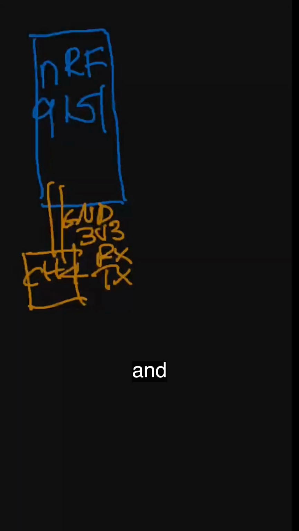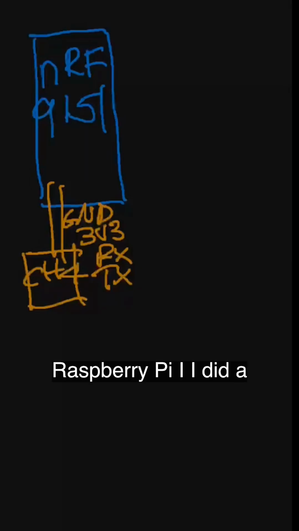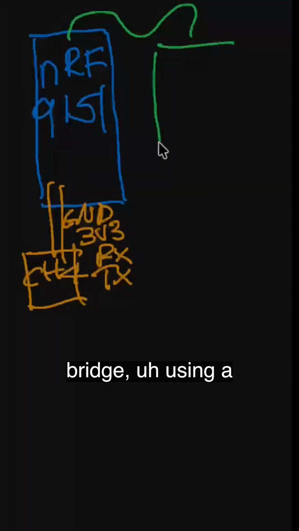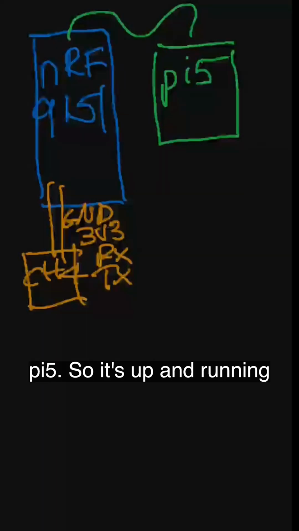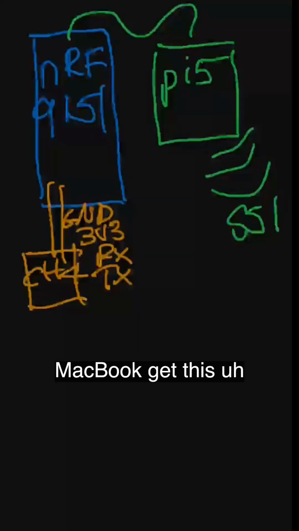And because I'm just used to working with the Raspberry Pi, I did a quick transfer. It's kind of like a bridge using a Pi 5. So it's up and running, and I can SSH directly to my MacBook via this connection.